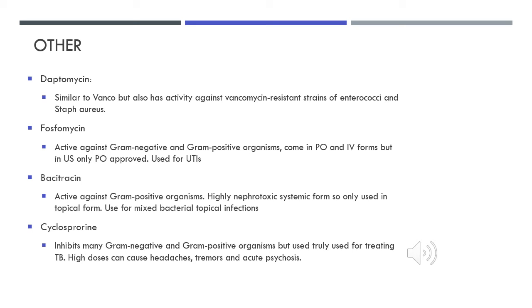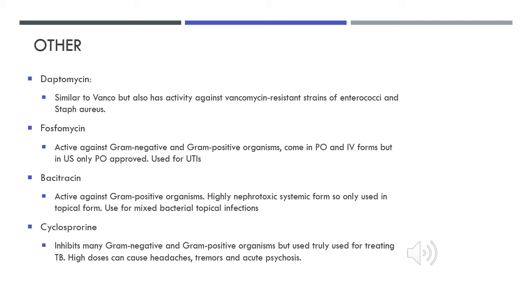Bacitracin, you're going to say, well, we've got an easy one here, bacitracin. Yeah, good old bacitracin, but remember, it is in this category of antibiotics, active against gram-positive organisms, highly nephrotoxic if it was given in a systemic form. So that's why we only have topical forms of bacitracin, rubbing it on your skin. Used for mixed bacterial topical infections, and I think we've probably all had a dose of bacitracin in our lifetime.